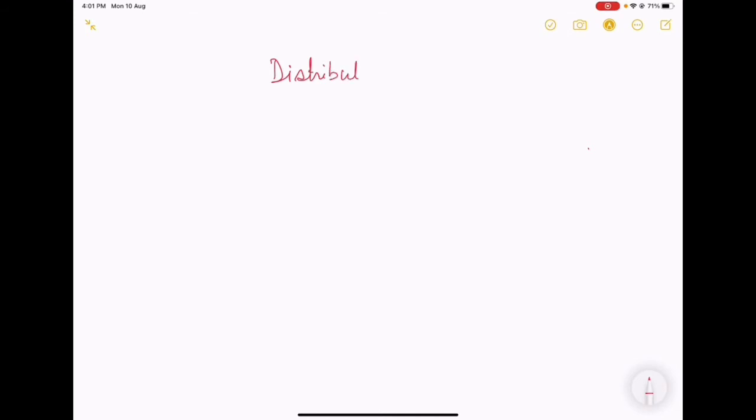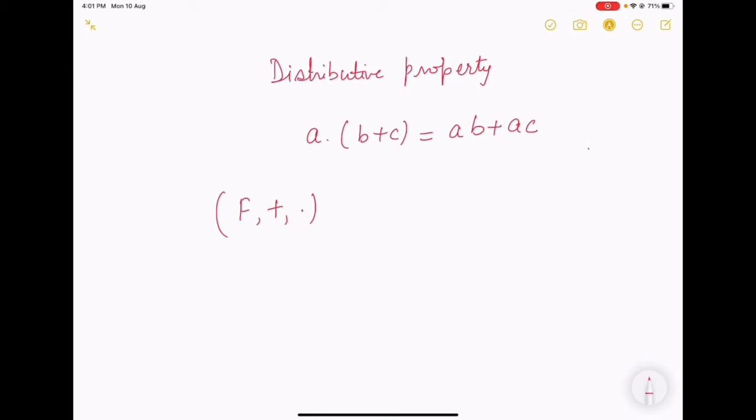If one more property called the distributive property is satisfied, this property says when A is operated on B plus C, it gives AB plus AC. So with the distributive law, F, plus, dot, this algebraic structure forms a field.